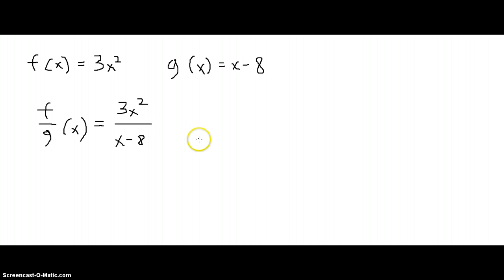Now, restrictions mean that 0 can never be the denominator. So you have to do, on the side, the restriction, x cannot equal, now, x minus 8 equals what? X minus 8 cannot equal 0. So what is x minus 8 equals 0? You don't even have to do it out. 8 minus 8 equals 0. So your restriction is 8. It cannot be 8, because then the denominator would equal 0.